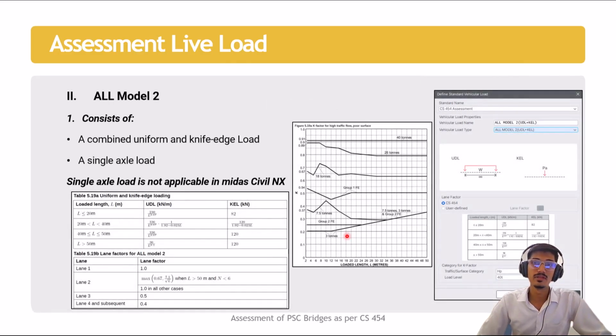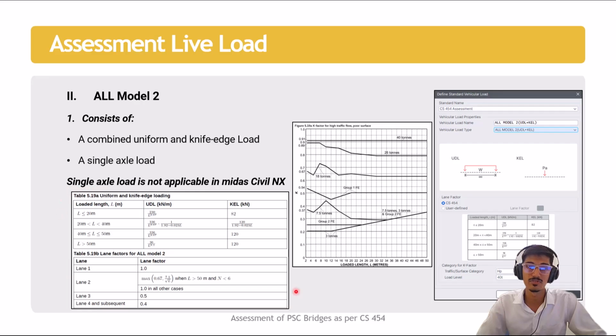Now moving ahead with the all model 2. So all model 2 consists of a combined uniform knife edge loads and also a single axle load. So single axle load is currently not implemented yet in MIDAS Civil NX, but usually it depends on the engineers whether what they want to go with. So combined uniform and knife edge load has been implemented, and that could be utilized.